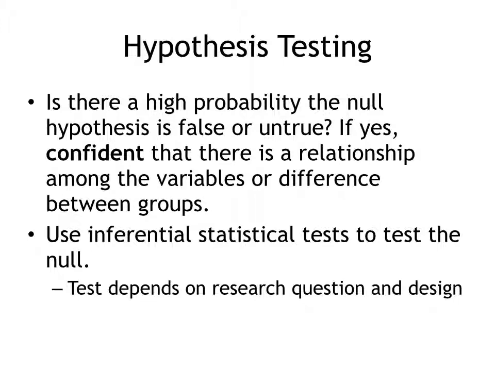So when we're doing hypothesis testing, which is what all inferential statistics is, we're testing this null hypothesis and the alternative hypothesis. So is there a really high probability that the null hypothesis is false or untrue? Do we have any evidence of that? And if yes, we can be confident that there's a relationship among the variables or that there's a difference between these two groups. Unless we can find some evidence, the null hypothesis stays. And that's what we do.